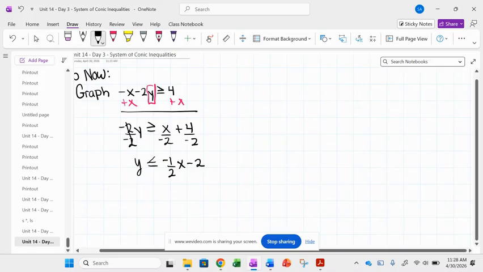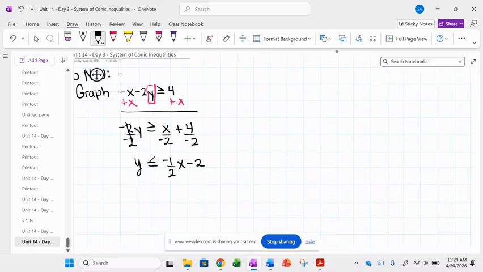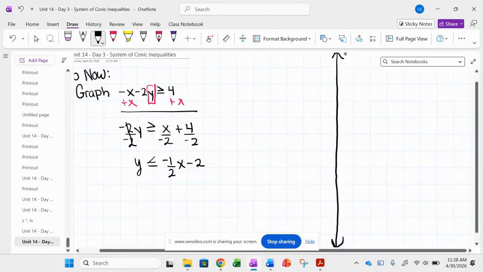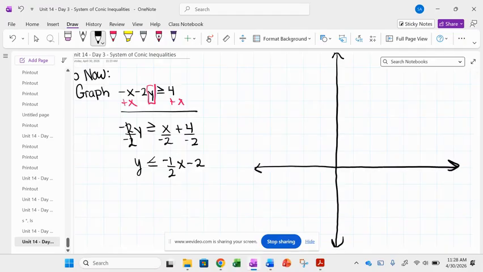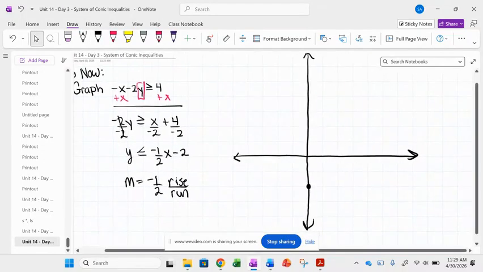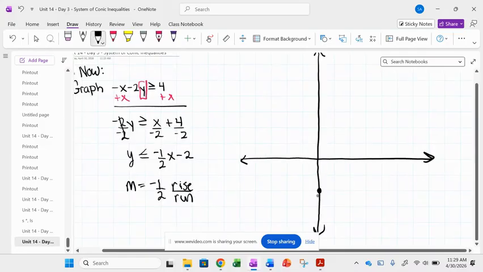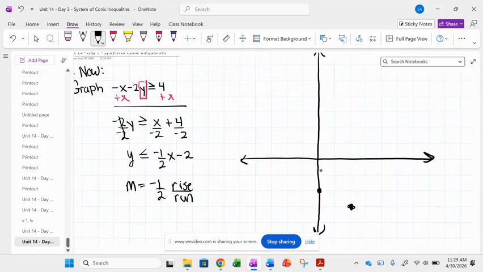So I'm going to go and get my graph started. My y-intercept is negative 2, and my slope is negative 1 over 2. So that means we're going to rise negative 1, run a positive 2. So if we're going to rise negative 1, it means we're going to go down 1, and then positive 2 is to the right. So we're down 1, right 2, and then up 1, left 2. I'm going to keep going. Up 1, left 2. Go one more.